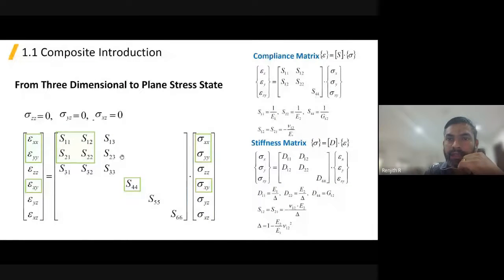And this is the compliance matrix, that is the stress-strain matrix, for a plane stress concept. When we reduce the anisotropic concept into this plane stress concept, we only need S11, S12, S22, and S44. And we can calculate sigma x, sigma y, and sigma xy.